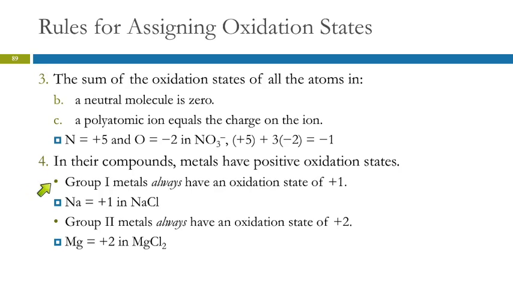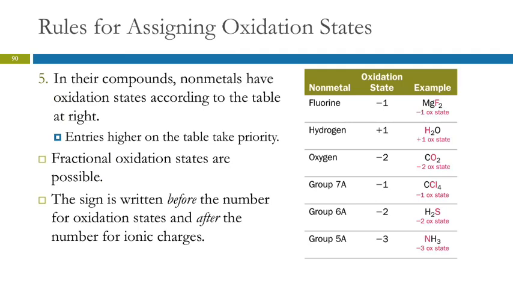In their compounds, metals always have positive oxidation states. For the metals, their oxidation state is almost always just their charge. Group 1 metals are plus 1, group 2 metals are plus 2. The nonmetals. Okay, so this is the part where things are different than just thinking about charges, because fluorine, chlorine, bromine, if they're in compounds with nonmetals, they're not going to have charges. So then what do we do?